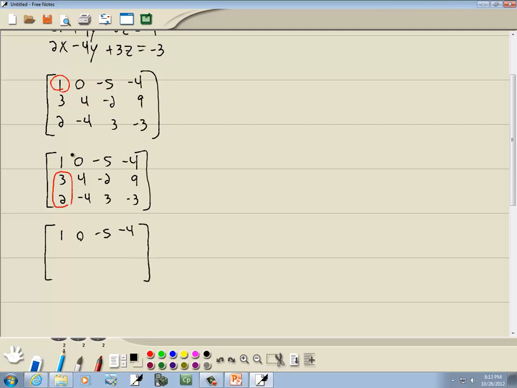Again, we ask the same question we did before. What do you multiply by this 1 that you can then add to the 3 to get a 0 there? Well, we multiply that by -3. -3 times 1 is -3, plus 3 would give us 0. So we're going to take -3 times row 1 and add that to row 2, and that gives us our new row 2. -3 times 1 is -3, plus 3 is 0. -3 times 0 is 0, plus 4 is 4. -3 times -5 is 15, minus 2 is 13. -3 times -4 is 12, plus 9 is 21.